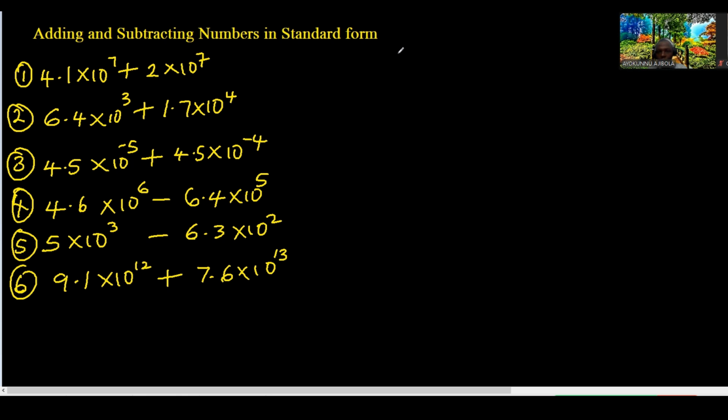Now, number one, you have 4.1 times 10 raised to power 7 plus 2 times 10 raised to power 7. Now look at this. Because they both have the same power on their 10, you are going to combine them. What is common to this and this is 10 raised to power 7. So you bring it out, then you open the bracket.